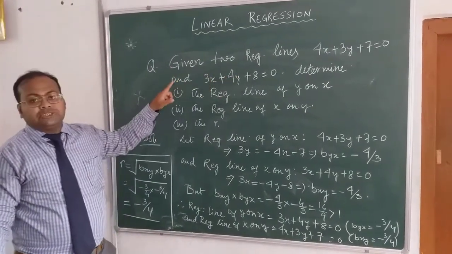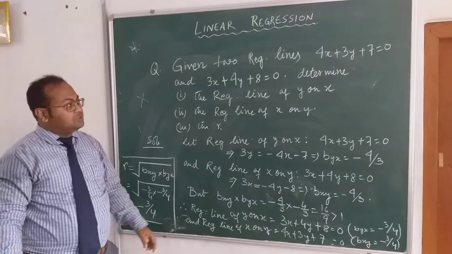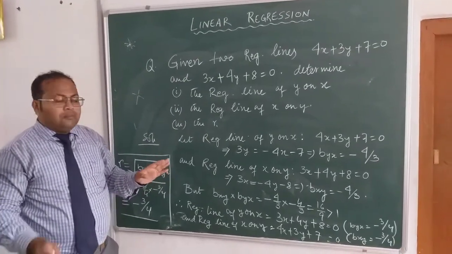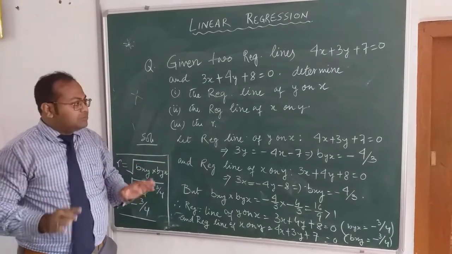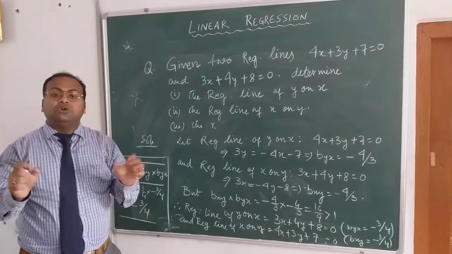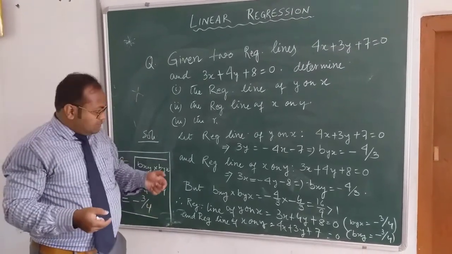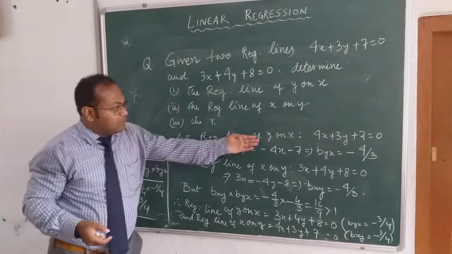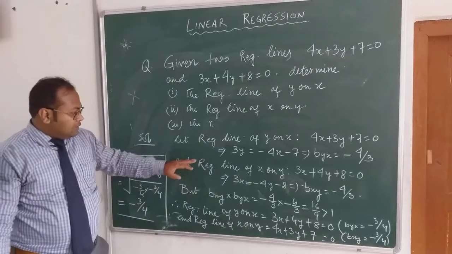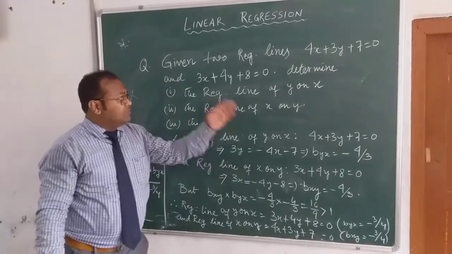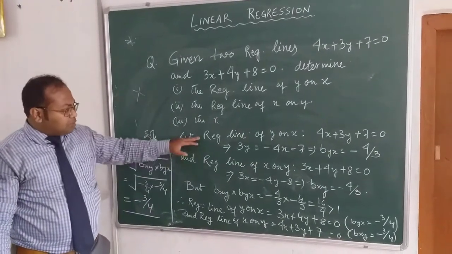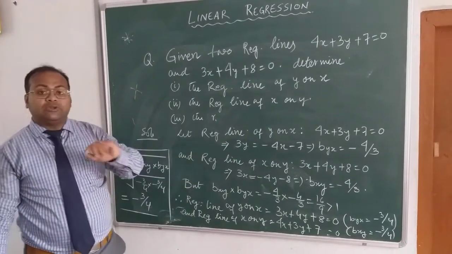In this question, it is not mentioned which one is which line, which one is y on x, which one is x on y. So we will just assume that one is x on y and another one is y on x. It is your choice. So I have assumed here the regression line of y on x is the first one, 4x plus 3y plus 7 equals 0. Clear? And the regression line of x on y is the second one, 3x plus 4y plus 8 equals 0. Now from both these two lines we need to find out the regression coefficients.